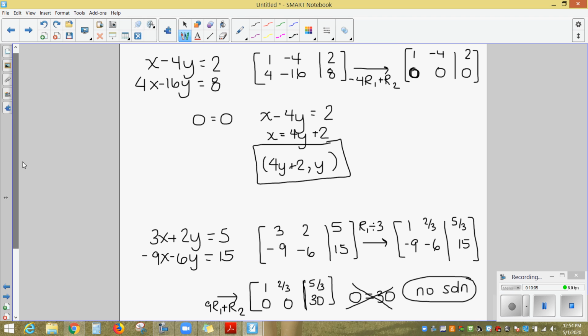A row of zeros is always one of our other special cases. If it's zeros all the way across, that means I have a dependent system. And if I have zeros on the left equal to a number on the right, I know that's my inconsistent system.